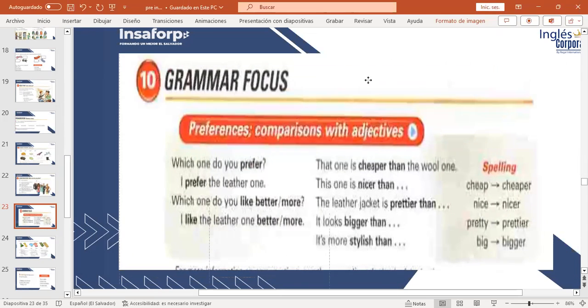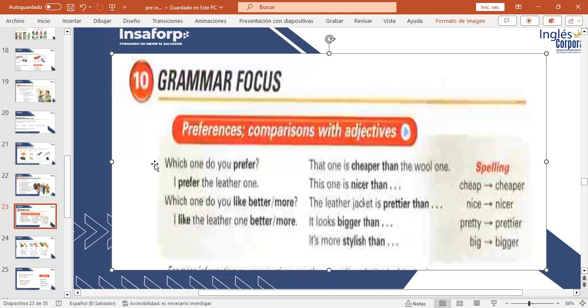Okay, let's continue. We're going to talk about preferences, comparisons with adjectives. Okay, what do we use? It says, which one do you prefer? That is a question to ask when you have two things. Do you prefer this one or this one? Which one do you prefer? I have two ice creams, a chocolate ice cream and a vanilla ice cream. Which one do you prefer?